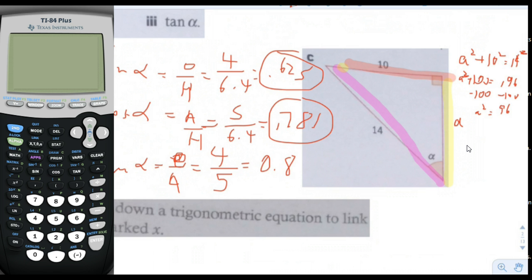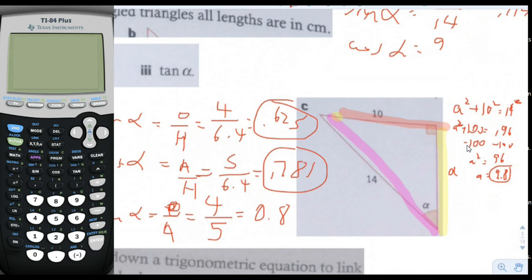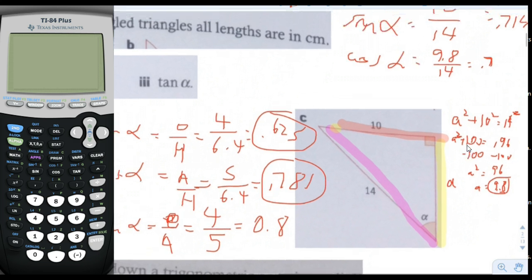So a is equal to the square root of 96, which is 9.8. Okay, so a is 9.8. Now we can write the cosine because we know that a is 9.8 and the hypotenuse is 14. And we can even find a decimal value for that. And these decimal values, even if they look exact like this, remember we rounded this, so they're not exact values. Usually they're irrational numbers. Usually they're square roots.